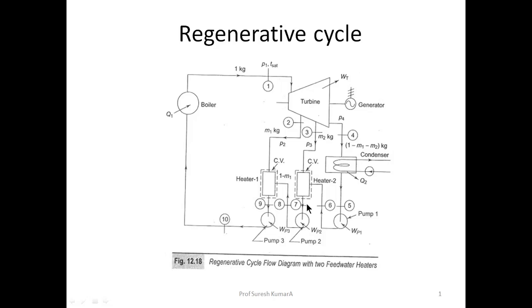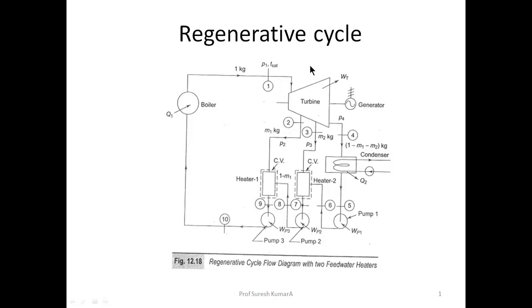Then 1 minus M1 kg is pumped from pump number 2 to the feed water heater 1, in which M1 kg combines. It further heats the feed water, so that at the outlet of the feed water heater we have 1 kg of the mass, which is pumped by pump number 3. See here, pump number 3 handles 1 kg. It pumps 1 kg back to the boiler. Okay, and the process repeats. This is how the process is.